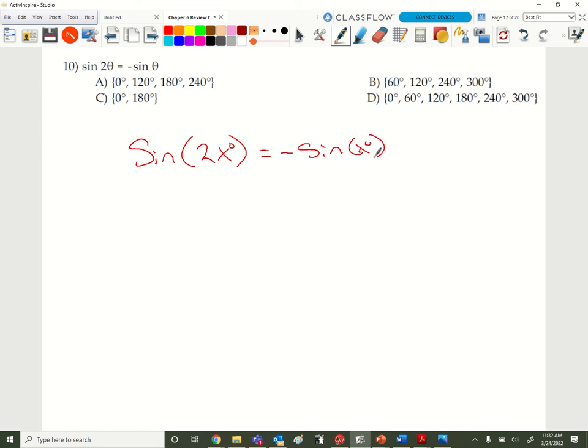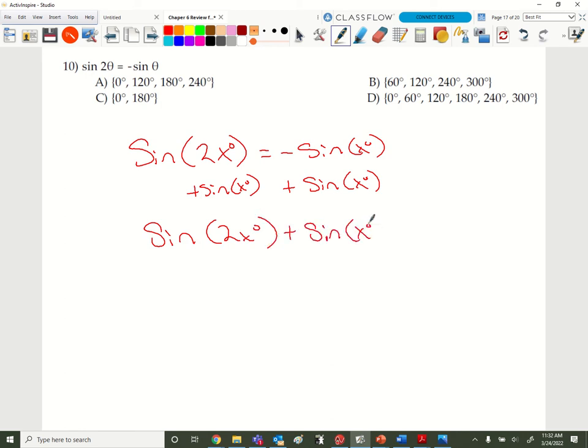All right, so currently it's not equal to 0, and so I have to make it equal to 0. So from here, I'm going to add sine x to both sides. So sine of 2x degrees plus sine of x degrees equals 0. So now that it's equal to 0, now I can plug it in. And if you notice, all my answers are in degrees, so I could just leave my calculator and whatever answers I get, I get.